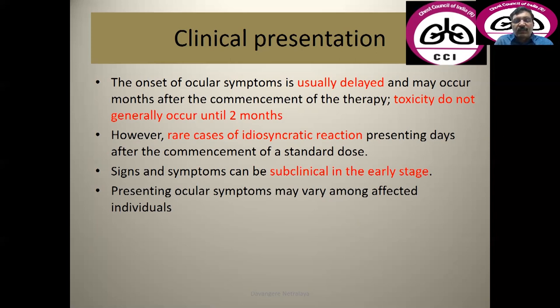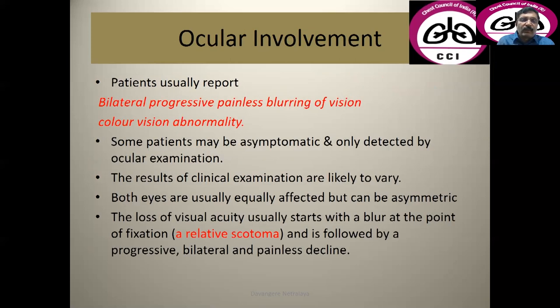Signs and symptoms can be subclinical in the early stage, so it is difficult to pick up unless you examine the patients. The presenting ocular symptoms may vary among the affected individuals. The patients who are symptomatic tend to present with bilateral progressive painless blurring of vision associated with color vision abnormality. Some patients may be asymptomatic. The results of clinical examination are likely to vary from patient to patient. Both eyes are usually equally affected, but sometimes there could be an asymmetry between the two eyes.